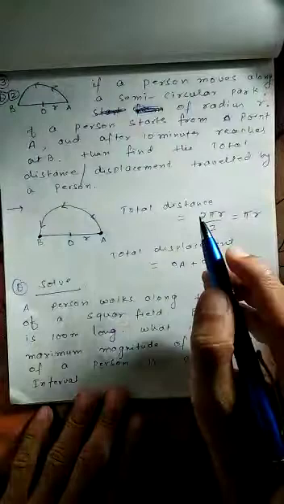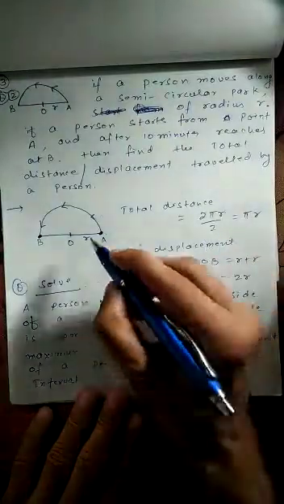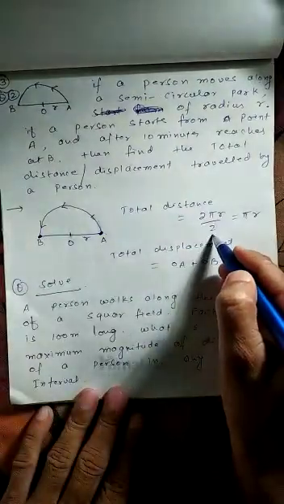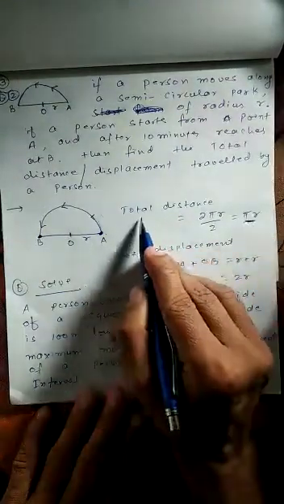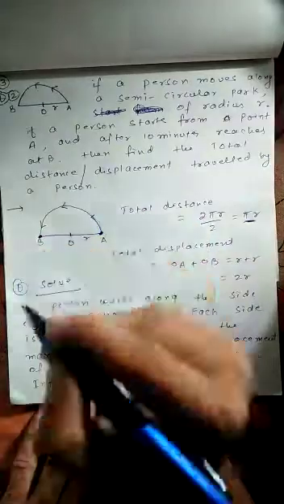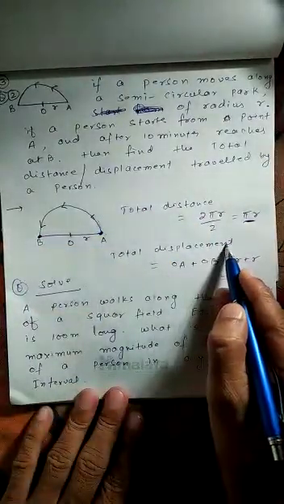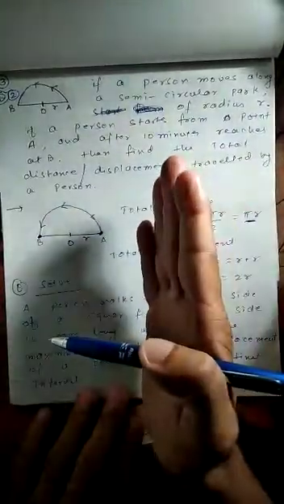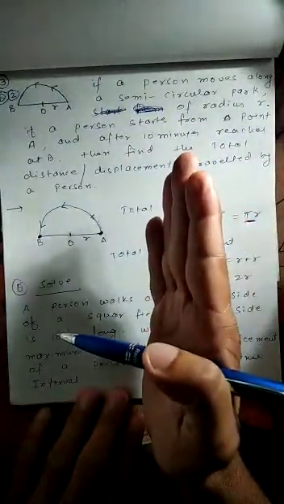2 pi r, also known as perimeter. The length of this outer part of a semicircle is what? 2 pi r divided by 2 is equal to pi r. So this is the total distance traveled by a person. Total displacement we have just discussed earlier. Total displacement is what? Shortest path from an initial position to final position.